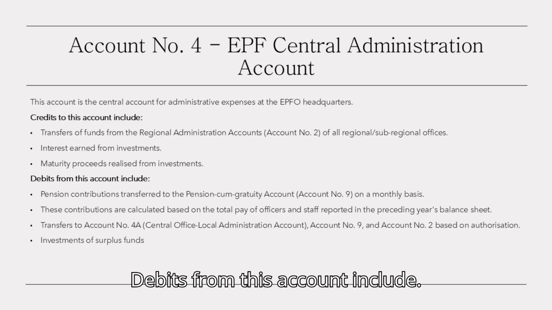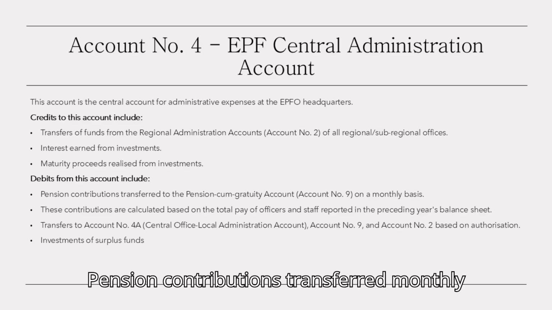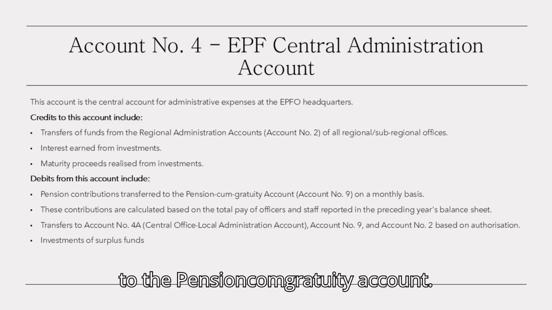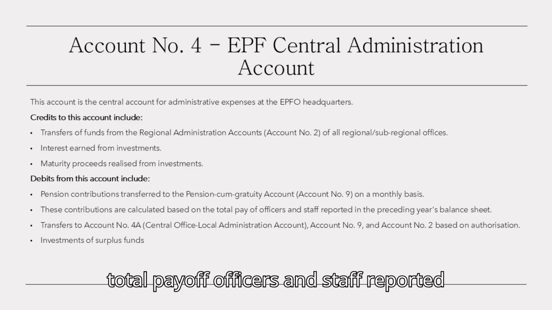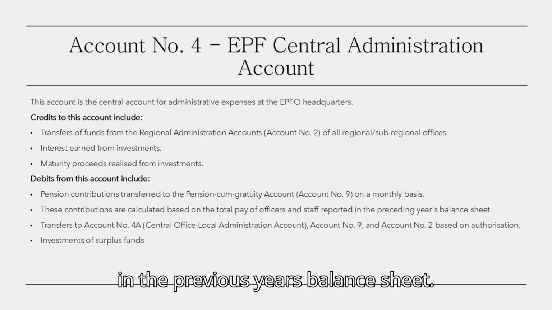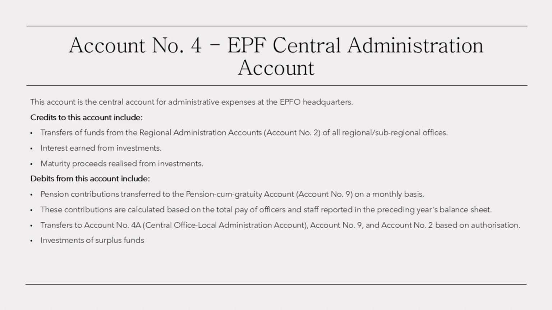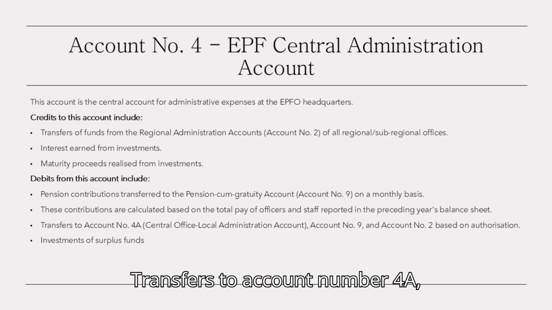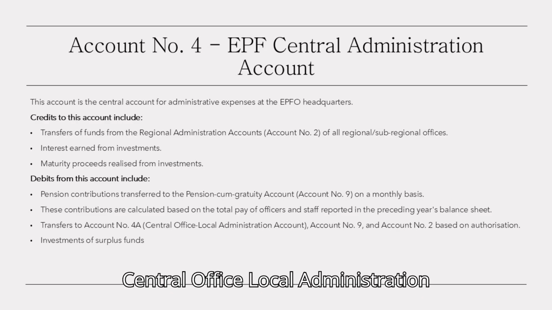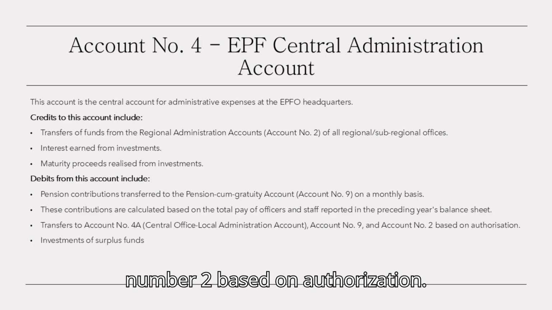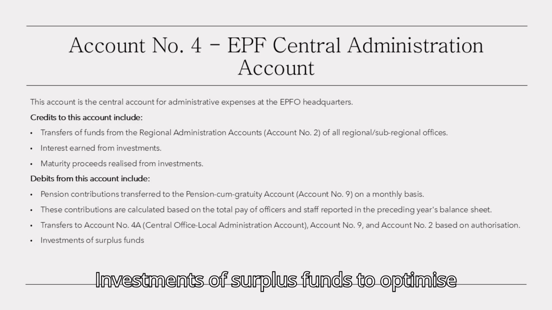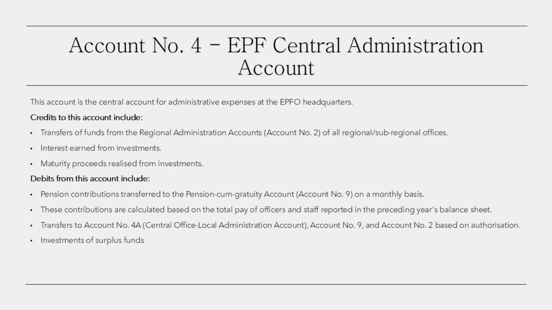Debits from this account include pension contributions transferred monthly to the Pension Gratuity account, account number 9, calculated based on the total pay of officers and staff reported in the previous year's balance sheet. Transfers are also made to account number 4A, the Central Office Local Administration account, account number 9 and account number 2, based on authorization. Surplus funds are invested to optimize financial management.